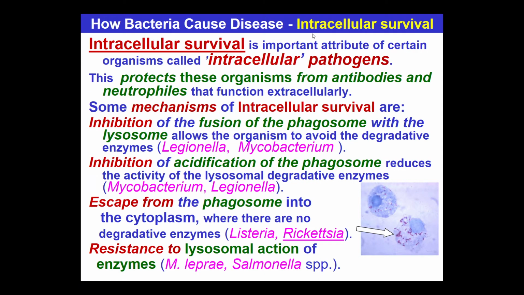This intracellular survival protects these organisms from antibodies and neutrophils and other phagocytes that function extracellularly. It means bacteria hide themselves in the depth of the host cell cytoplasm. Some mechanisms of intracellular survival are as follows. First, inhibition of the fusion of the phagosome with the lysosome.